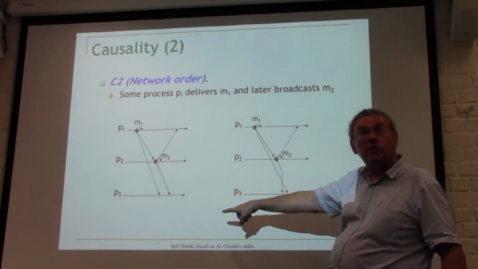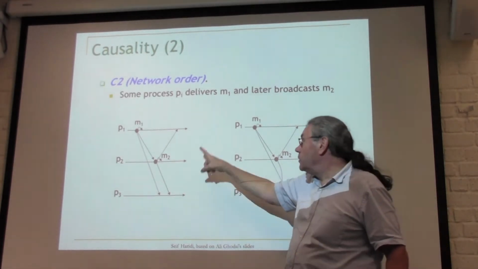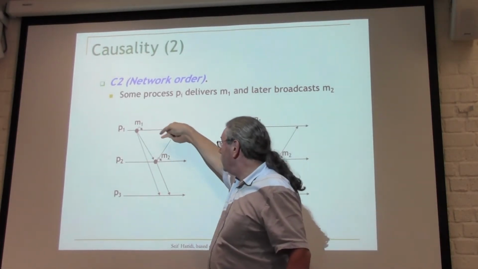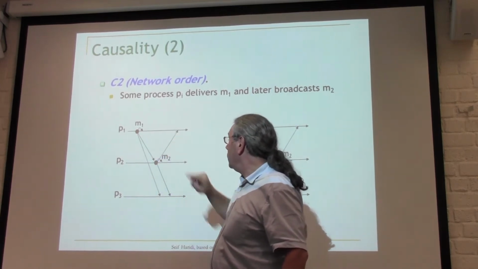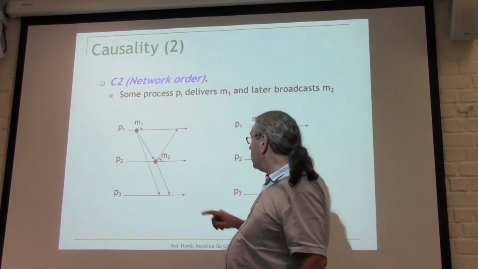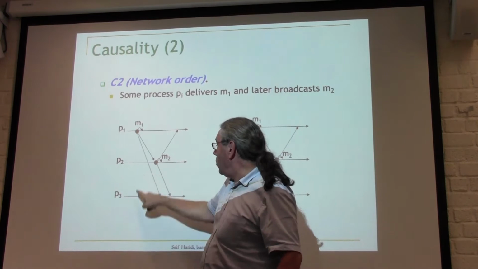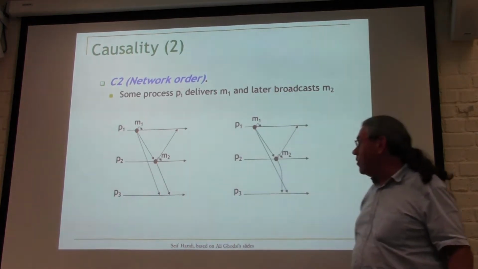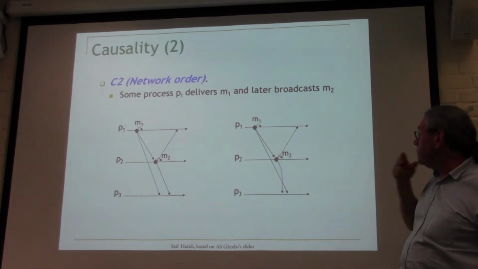Is it? Yes. Why? Because both P2 and P3 first deliver M1, and then P3 also delivers M2 in order. Yes. Okay. So M1 is causally before M2, and both P2 and P3 are delivering M1 before M2. So what about the one on the right? The scenario on the right?